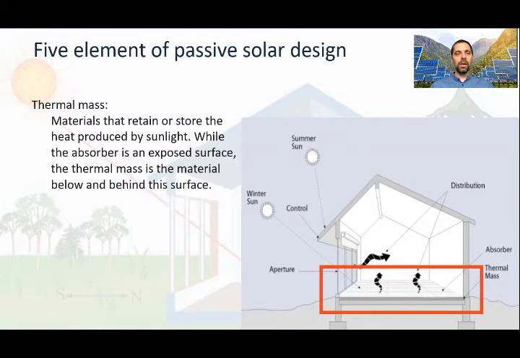Then, let's see the thermal mass. Materials that retain or store the heat produced by sunlight. While the absorber is an exposed surface, the thermal mass is the material below and behind this surface.